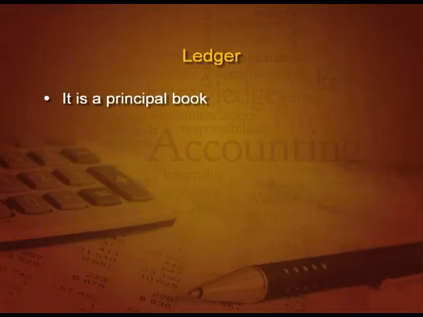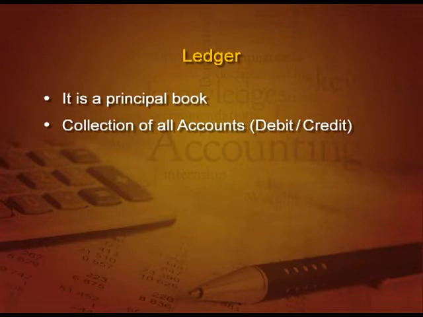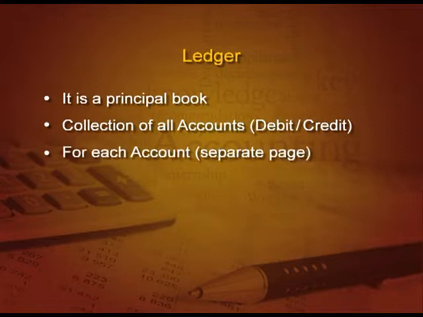What do you mean by ledger? It is a principal book. It contains all the accounts which are to be debited or credited. For each account, we open a separate account on a separate page. For example, if we have to make Ram account, it will be on page number 1, and if we have to make Mohan account, it will be on page number 2. No two accounts on one page, right?